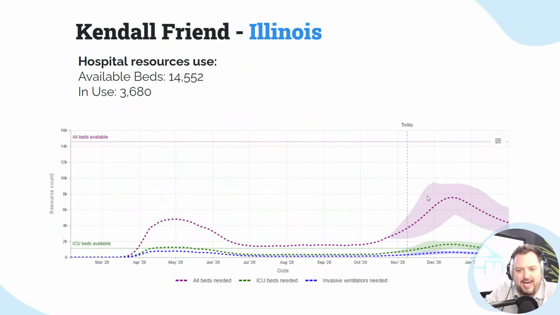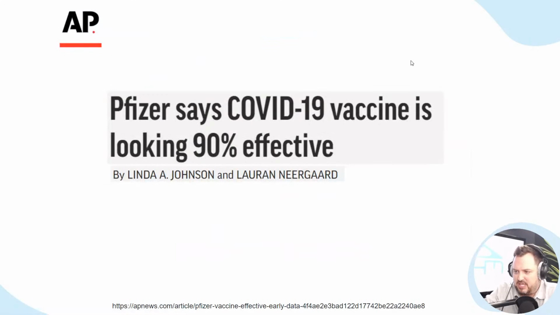Kendall, friend, this is what we're looking at here. They had a big uptick in May. And we're seeing another uptick in December and January, a little bigger than what they saw in May. So something to keep in consideration.